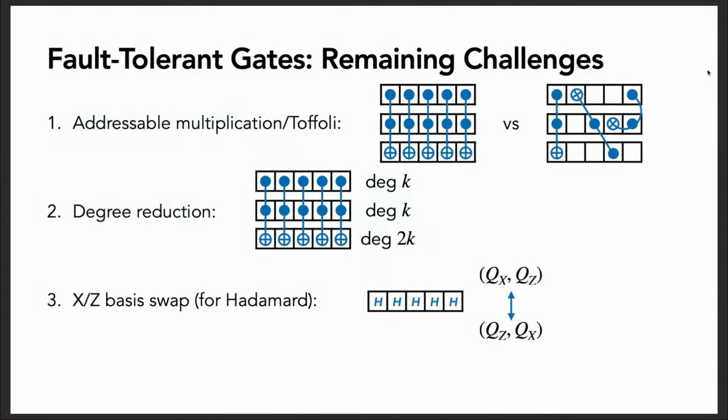Also, as Dorit pointed out, we have some differing degrees in our 3 code blocks. So we'll need to reduce the degree of this code block if we want to do Toffolis in a different way. And also, when we do a Hadamard gate on the entire code block, we swap the 2-factor codes. So we're going to need to swap our code back. Basically, all these remaining problems are solved by code switching. If we can switch from degree K to degree 2K or swap the X and Z codes, then we can switch between different codes and solve all of these issues.